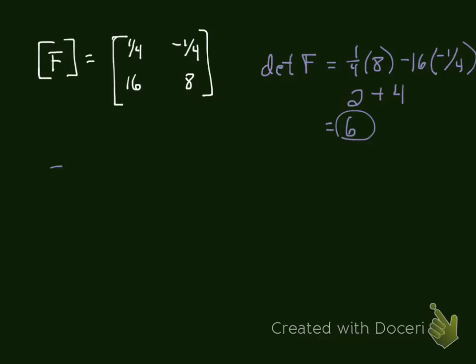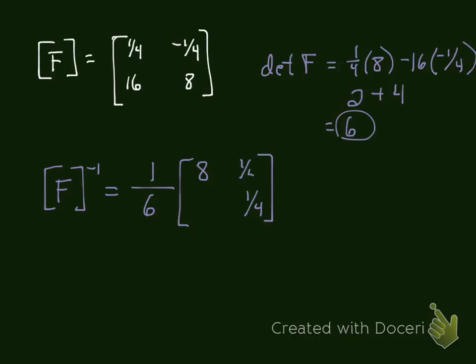Now let's find our inverse. That'll do 1 over the determinant. Now switch places. The 8 and the 1/4, positive 1/4 switch. The negative 1/4 becomes positive, and the 16 becomes negative.